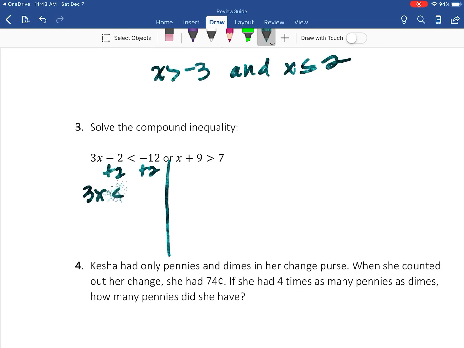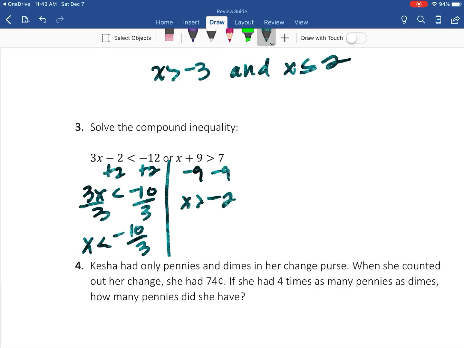So that's going to give me 3x is less than negative 10. Divide by 3, divide by 3. That gives me x is less than negative 10 thirds. And then I'm going to subtract 9 from both sides. So that gives me x is greater than negative 9 minus 7 is negative 2. So we can say our answer a couple ways. We can say x is less than negative 10 thirds, or we can say x is greater than negative 2, or we can combine this.